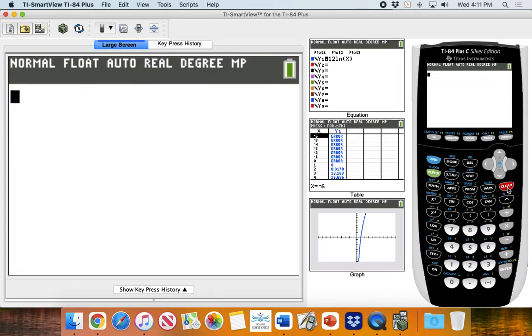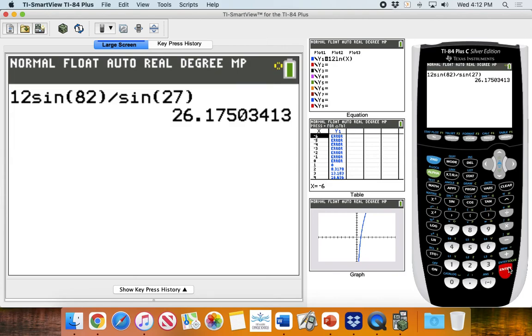Okay, so our final step is to put 12 sine of 82 degrees at the top of your fraction. So put that into your calculator, divided by sine of 27 in brackets. Okay, so I put the top divided by the bottom. That's going to give us z, which is a side length.